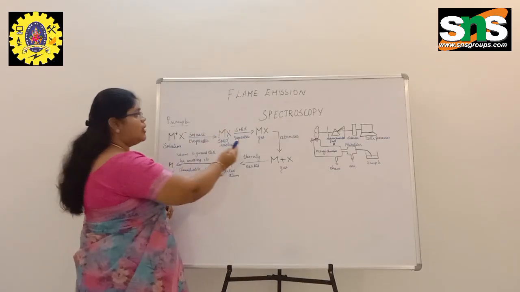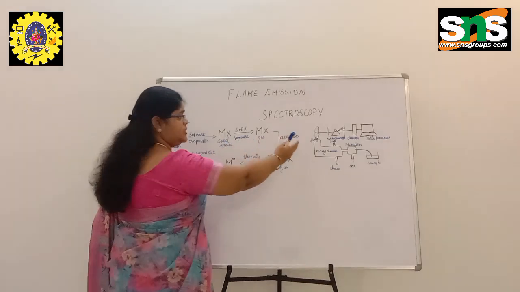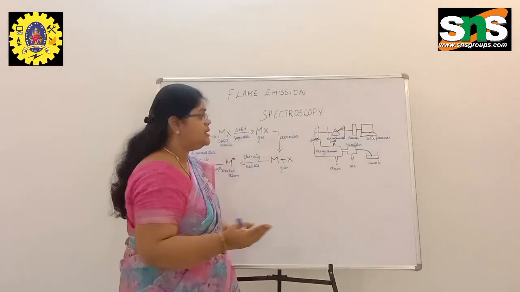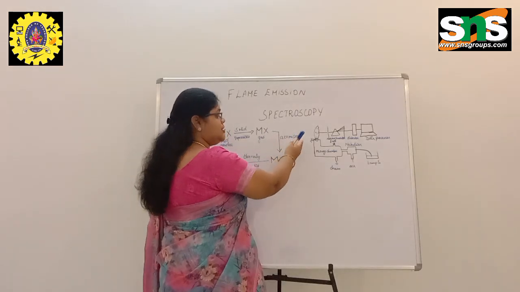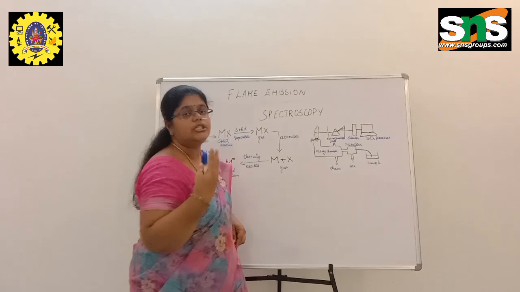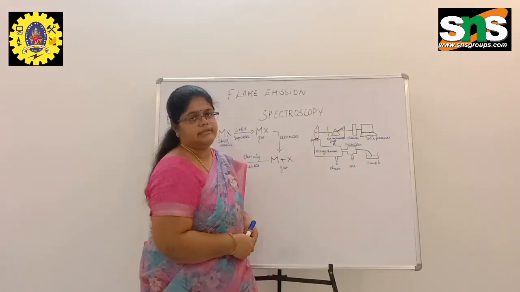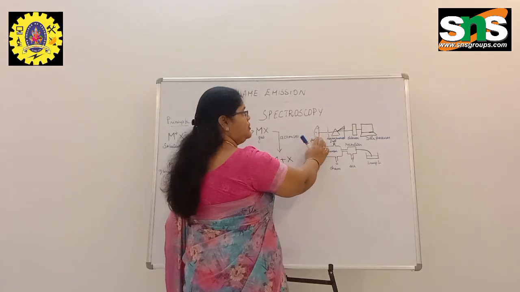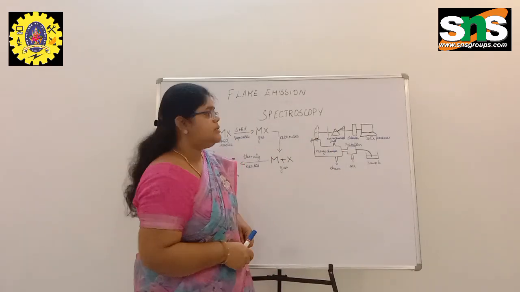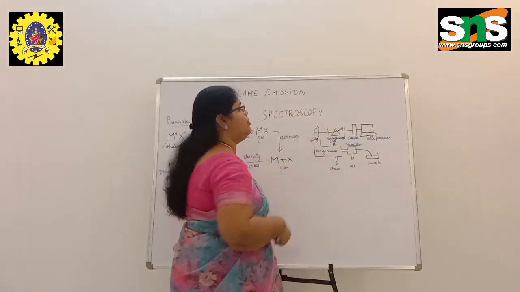Okay, first the solvent evaporates, then the solid residue that is present over here is converted into gas, and the gas atomizes, and the atomized metal, due to the high temperature present over here, is thermally excited. So all these processes happen over here, and the excited atom goes to the ground state. When it goes to the ground state, the light is passed through the monochromator.